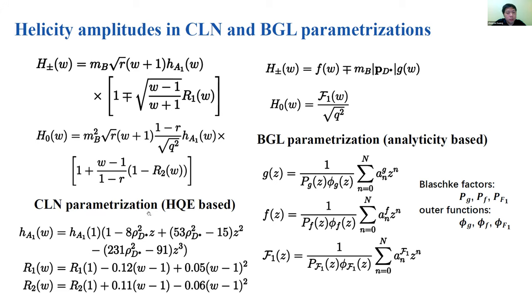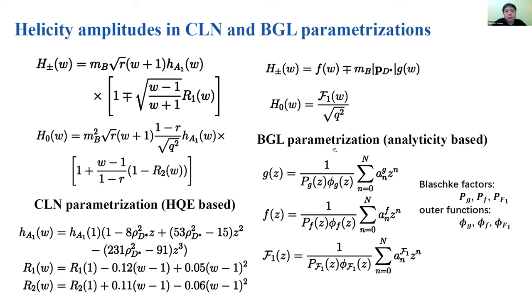The CLN parameterization is based on the heavy quark expansion. Under heavy quark symmetry, the hadronic form factors of B to D star are related to each other. Therefore, the number of free parameters can be reduced. And for B to D star, we only need four parameters. They are the axial vector form factor at zero recoil, h_A1, the slope parameter, rho D star, and the two form factor ratios at zero recoil, R1 and R2.